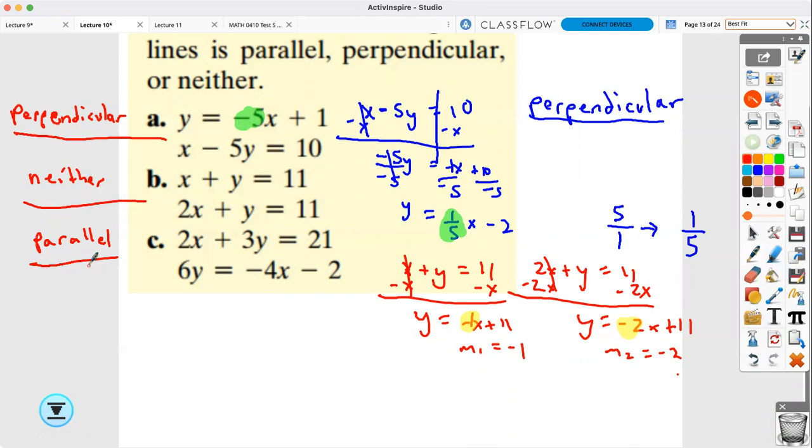Does anyone have any questions on what we did on C, or does anyone need me to work out C? Can you work it out, please? Yes. So let's look at C. So we have 2X plus 3Y equals 21. We want to get Y by itself, guys. So someone tell me the steps, because I know how to solve for Y, but do you? How do I get Y by itself?